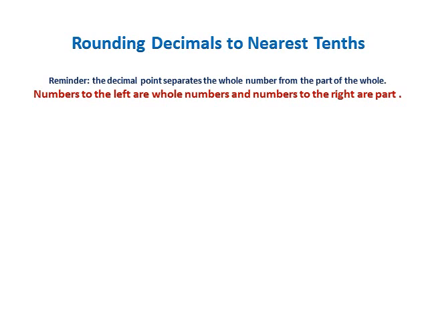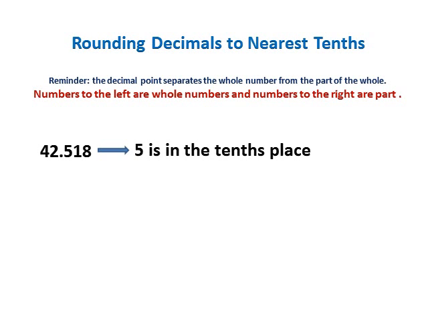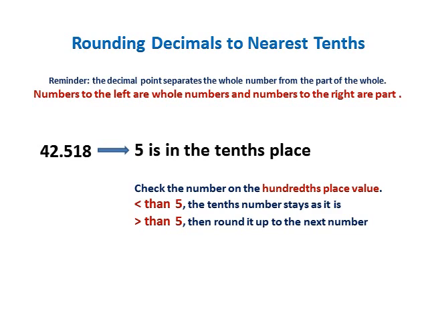Okay, so in the previous slides we were rounding decimal numbers to the nearest whole number. This time we'll be rounding to the nearest tenth. First, determine the number in your tenths place. For this number, we have 5 in the tenths place. Next, you need to find the number to the right of 5. The number to the right of 5 is 1. You have to find out the number in the hundredths digit, whether it's less than 5 or greater than or equal to 5.